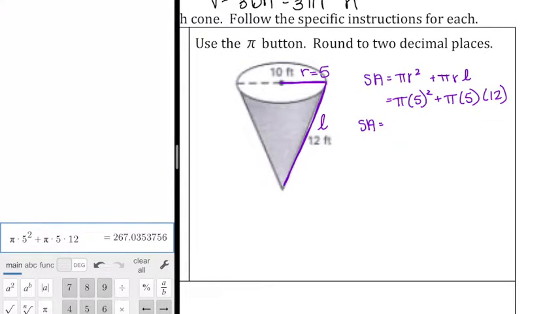All right, so it says round to 2 decimal places. Let's go on and do that here. So I have 267.04. It's going to round up since that next number was a 5. All right, so for my units for surface area, that is square units, so this will be square feet.